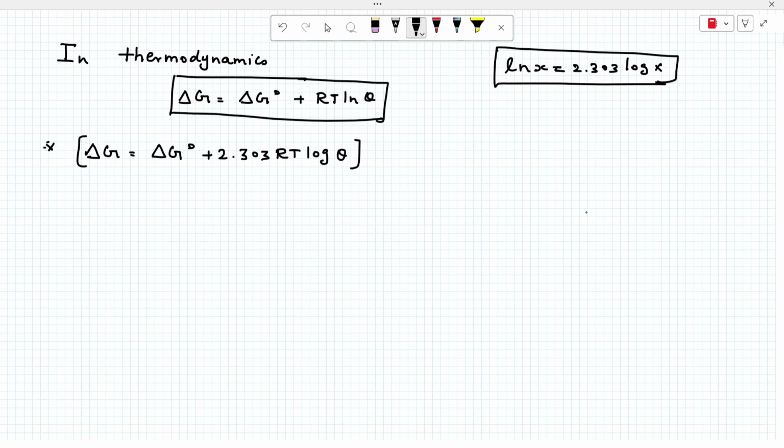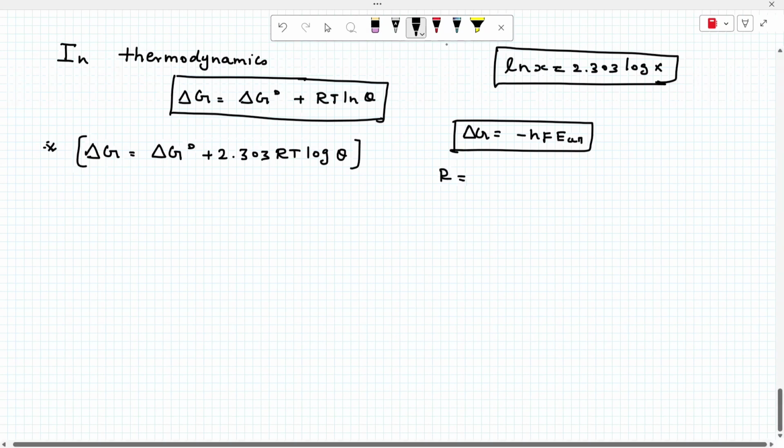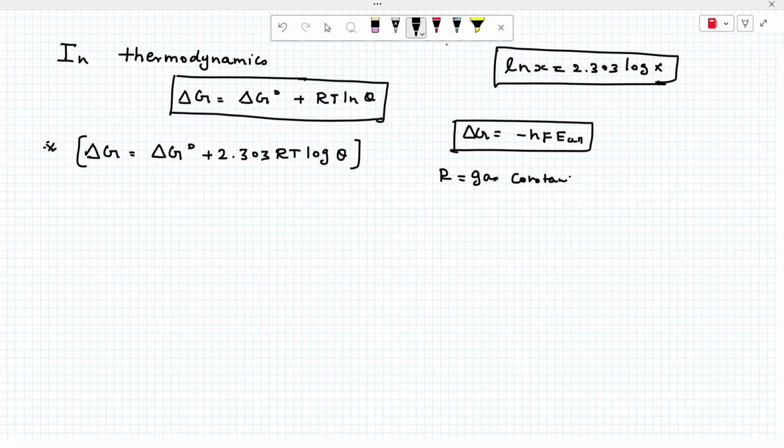These two formulas are very important. Now we know the formula: delta G is equal to minus NFE. In the formula, delta G is the free energy, delta G naught is the standard free energy, R is the gas constant, and T is the temperature.